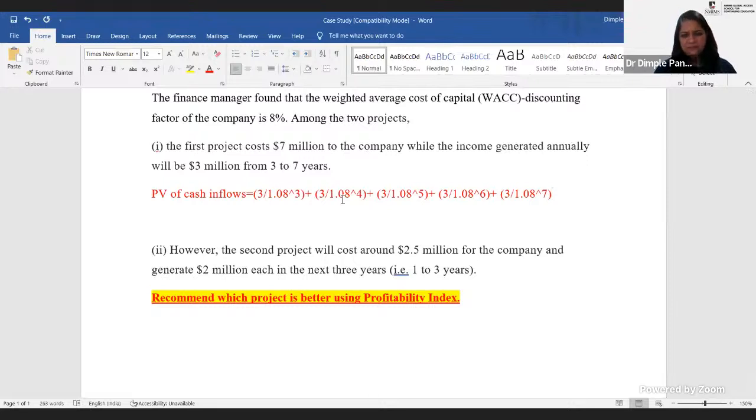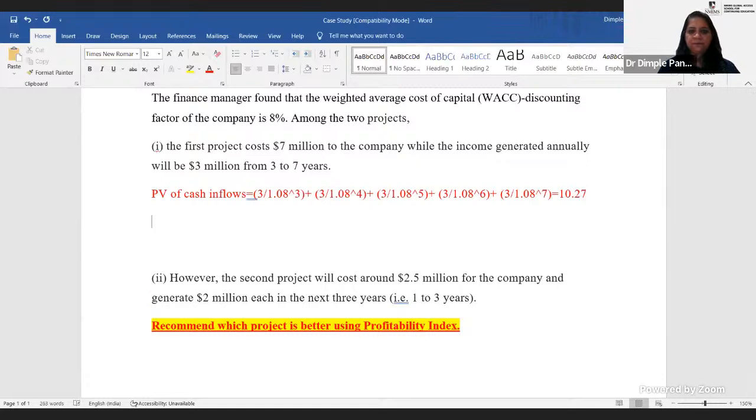Okay, tell me the final. Tell me the final. You tell me the final answer. What I have got is 10.27. I have got it as 10.27 as the final. So my PI would turn out to be 10.27 divided by 7, which most of us have got as 1.47. See if you're getting this same answer.